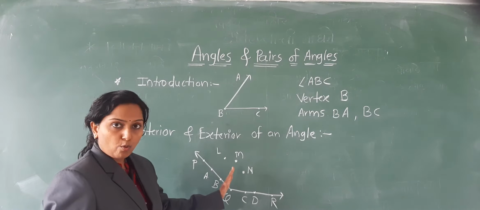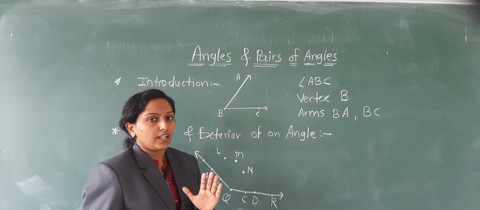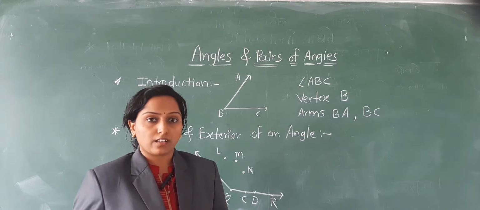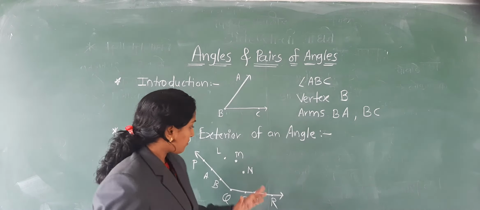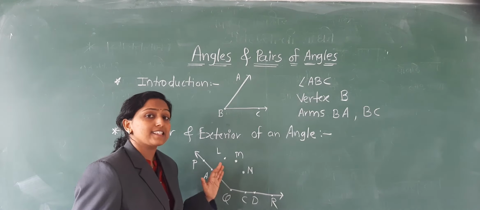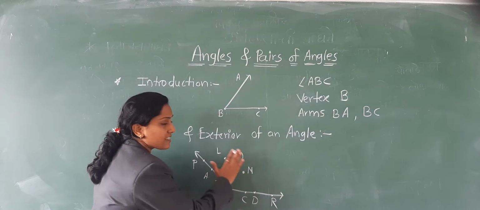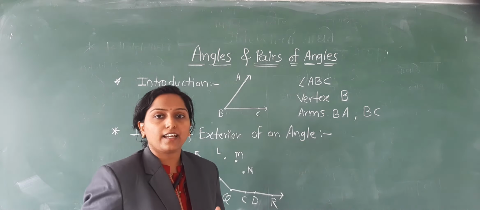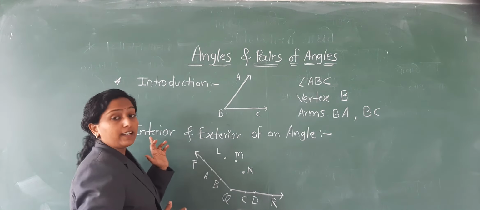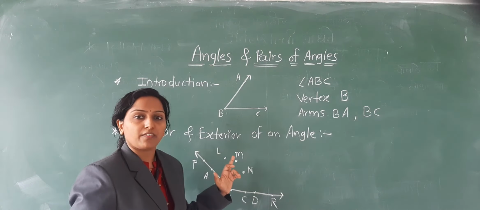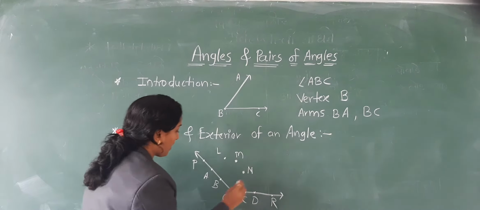There are some points inside the angle. The word inside is not actually right here, but for understanding purposes I am using that word. These points are inside the angle. Therefore, these points are in the interior of the angle. It is the interior part of the angle.